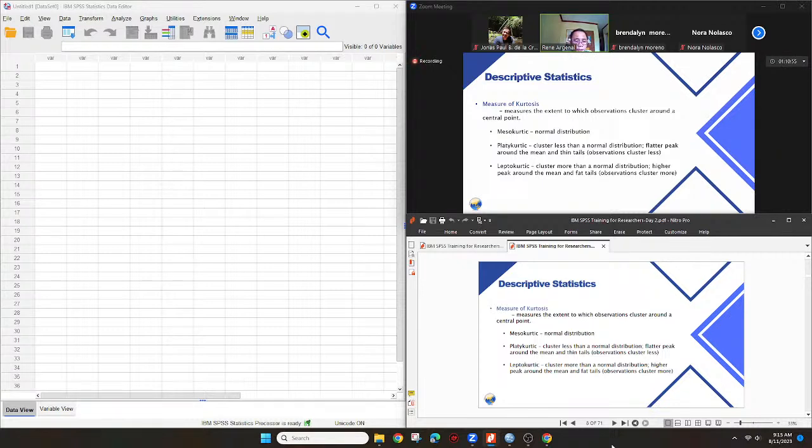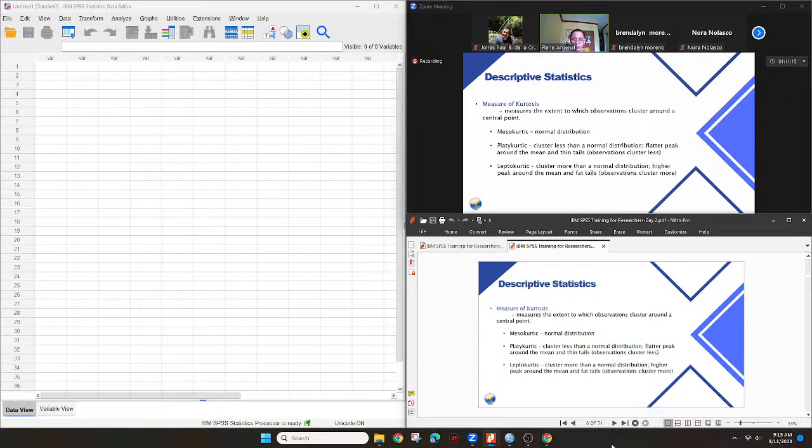Leptokurtic clusters more than a normal distribution. It has a higher peak, but usually the tails are short.